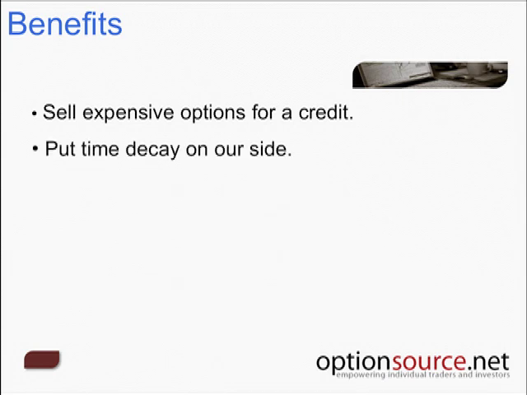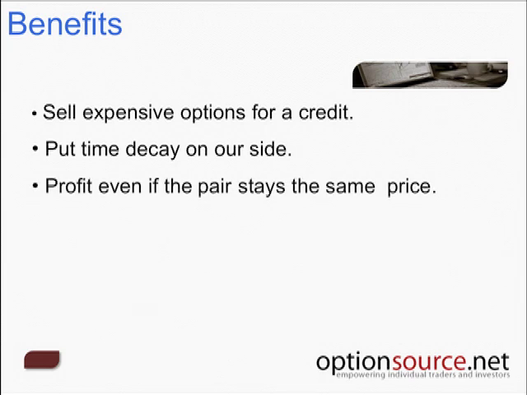So first of all, the benefits. We get to sell expensive options for a credit. It puts time depreciation on our side, so this becomes a very passive strategy. Unlike the option buyer, we're really just going to sit back, and as long as the pair is below our sold strike in the case of the calls, or above our sold strikes in the case of the puts, we just wait for options expiration. That means we profit even if the pair stays at the same price.